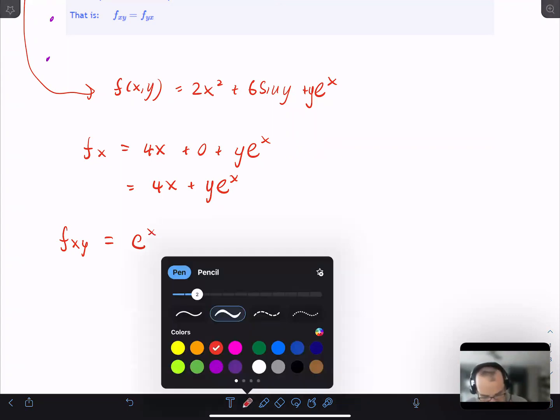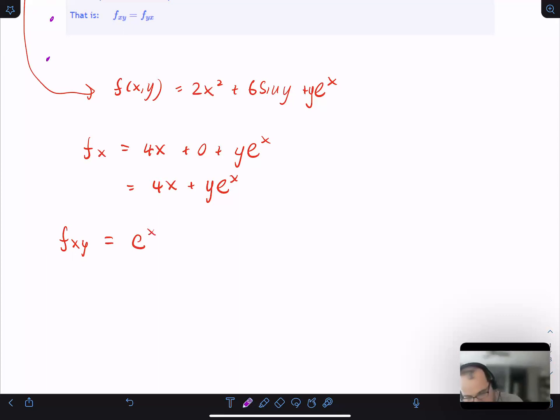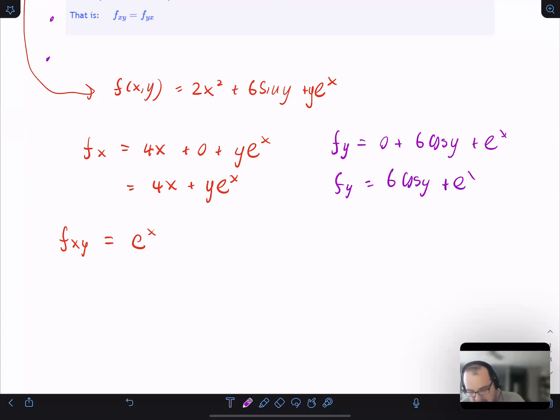All right, so let's look at the others here. We can also think about a first order partial derivative f sub y. If I do a partial derivative with respect to y, then in that case, the 2x squared is a constant, so that is a 0. And then the derivative of 6 sine y will just be 6 cosine y. And then the partial derivative of y e to the x with respect to y is just e to the x. So this is what we get for our f sub y. It is just 6 cosine y plus e to the x.